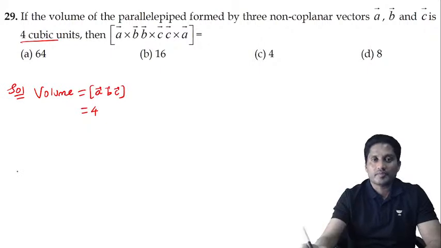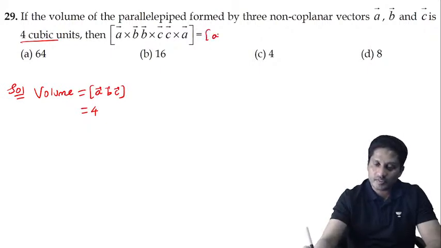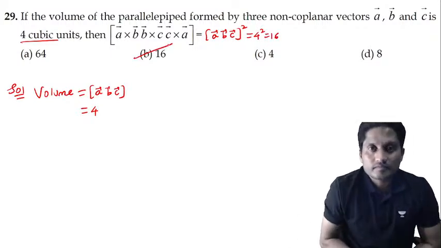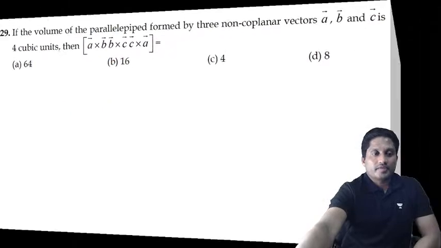Box of A cross B, B cross C, C cross A is box of ABC the whole square. So this is equal to 4 square, which is equal to 16. Answer is option B. Okay, let's move to the next question.